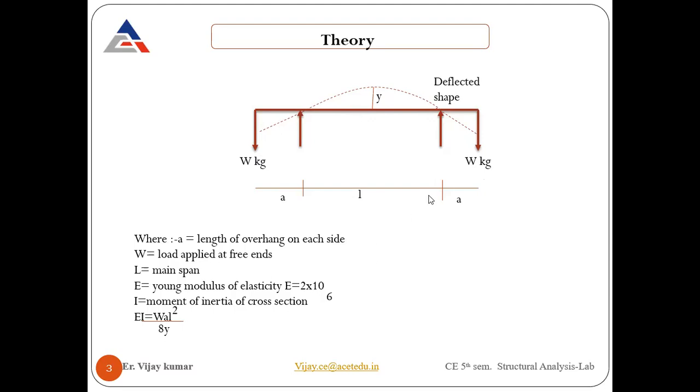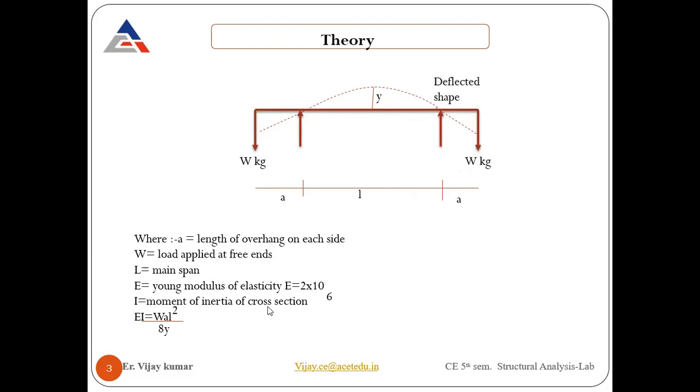A is the length of overhang on each side. By the scale, the complete beam is a 1 meter span in total, 70 centimeters in between and 15 on either side, so there is 100 centimeters, which is 1 meter. W is the load applied at the two ends, as you can see on this diagram, and L is the length of the main span. E is the Young's modulus of elasticity, which is 2 into 10 raised to the power 6. That 6 should be a superscript, but I'm not able to make it, so please correct it: 2 into 10 to the power 6.